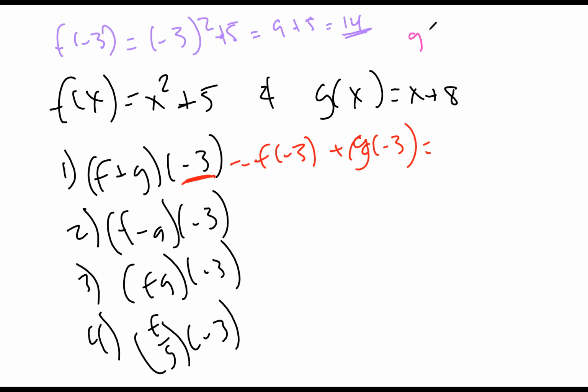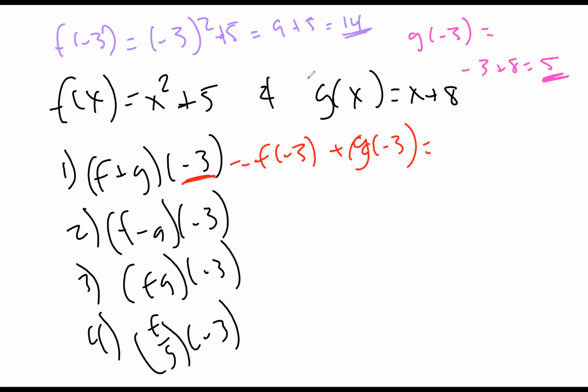So now I need to find g of -3. And so that's going to give me -3 plus 8. And when I add that up, I'm just going to get 5. And so now I know what f of -3 is, and I know what g of -3 is. And now all that's left for me to do is add, subtract, multiply, and divide these numbers.